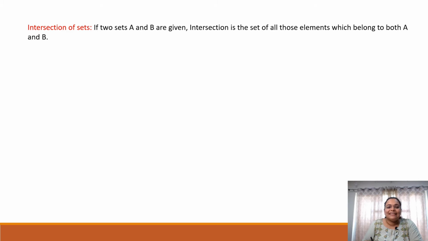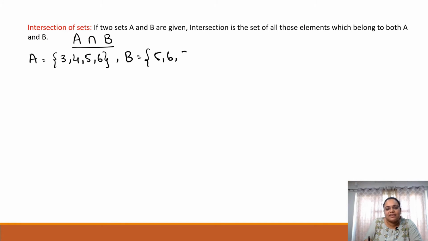The next one is intersection of sets. If two sets A and B are given, intersection is the set of all those elements which belong to both A and B. It is written as A intersection B. So if you have set A as {3, 4, 5, 6} and set B as {5, 6, 7, 8}, we need to find A intersection B.